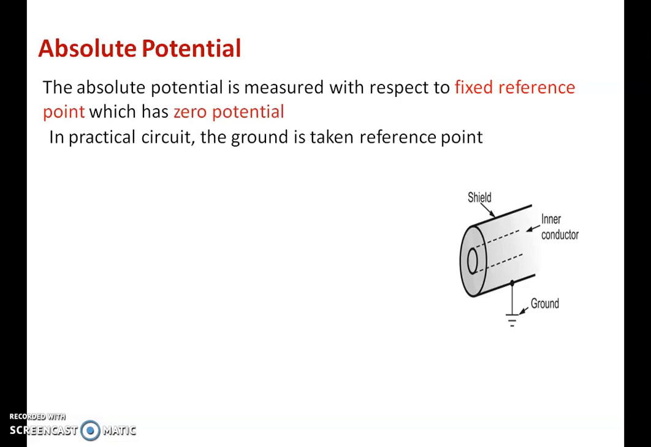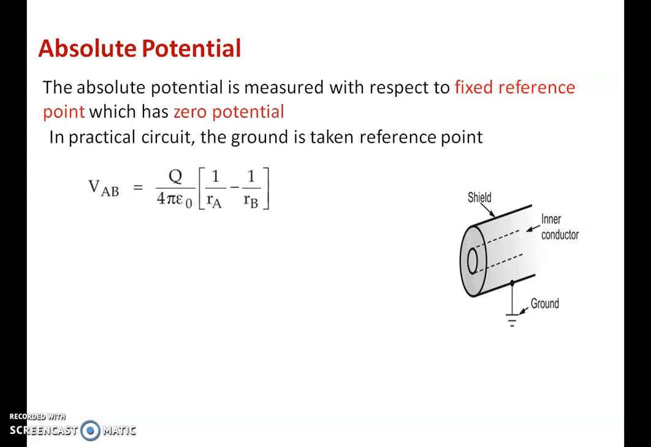If I take this wire, and the outer shield conductor of this wire is grounded, then if I measure the potential from this point to this point, it is called absolute potential. So absolute potential means the potential is measured with respect to a fixed reference point which has a zero potential.